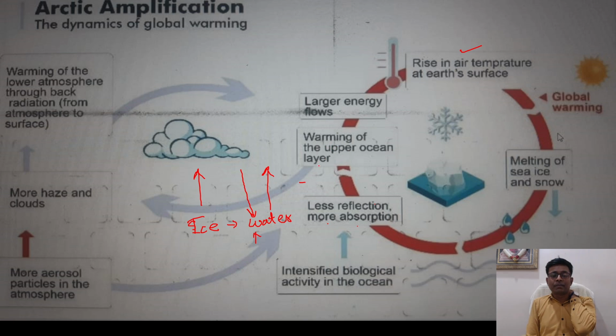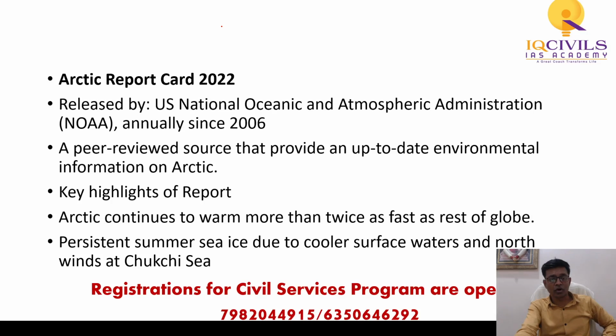That leads to warming of the upper ocean layer, and that leads to larger energy flows. Okay, or here you can see warming of the lower atmosphere through back radiation from more aerosol particles in the atmosphere, more haze and cloud, and warming of the lower atmosphere through back radiation from atmosphere to surface. This is Arctic amplification. Now see, all other oceans except Southern Ocean do not contain any ice cover. Arctic Ocean contains ice cover. And when global warming happens, the ice cover of the Arctic Ocean melts, and melting of the ice cover leads to the more heating of the Arctic Ocean. We call that Arctic amplification, the dynamics of global warming.